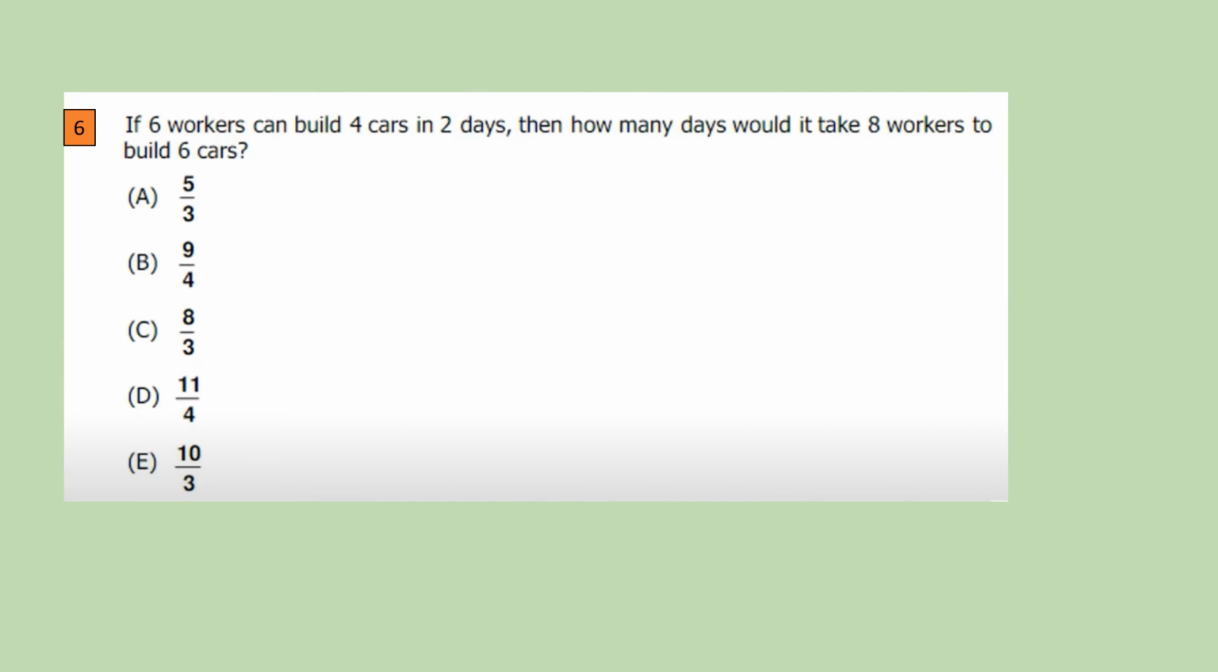If 6 workers can build 4 cars in 2 days, how many days would it take 8 workers to build 6 cars? In the same case, the number of cars will be the rate times the number of days times the number of workers. 4 cars, the rate R is unknown to us. The time is 2 days and 6 workers. So for this, the value of R is 1/3.